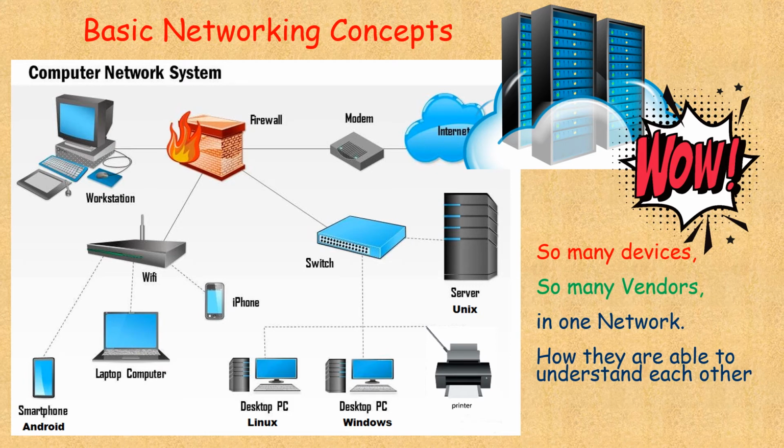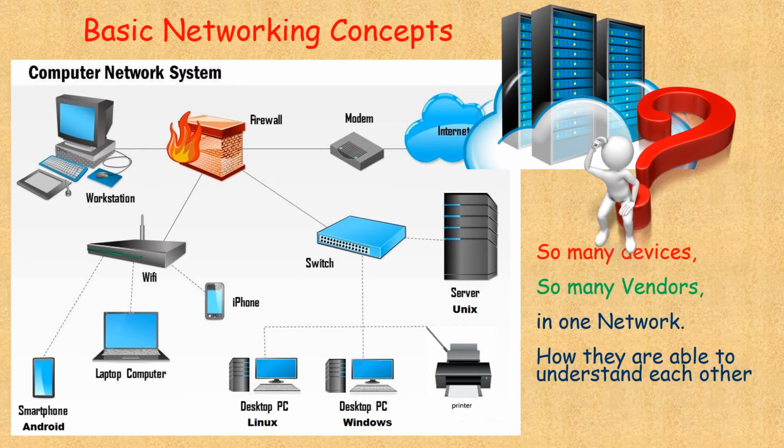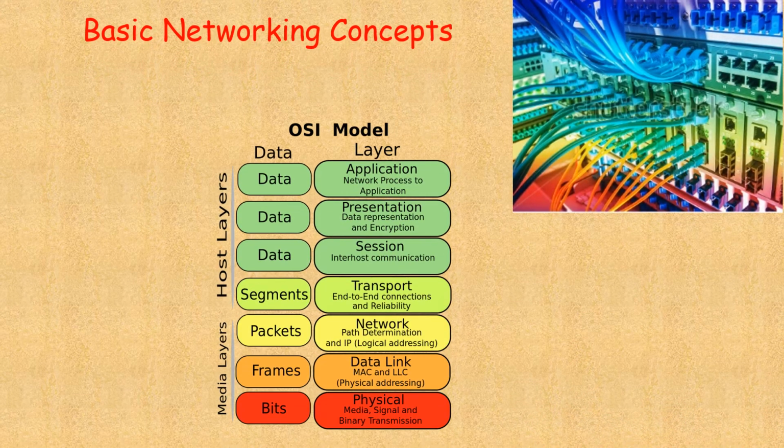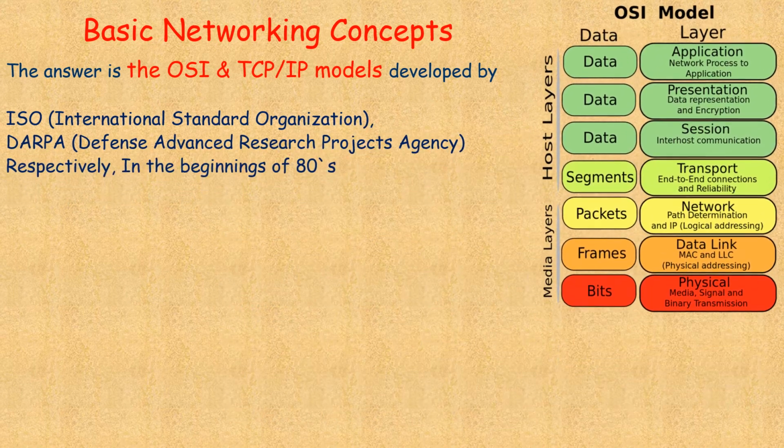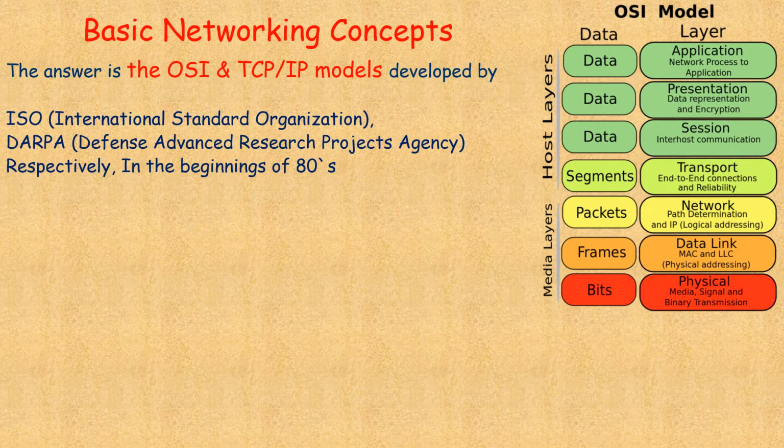The question now will be, how do these devices understand each other? And how are they able to communicate with each other? The answer is OSI and TCP/IP models. What are these? These are two communications models developed by the ISO, International Standard Organization, and the DARPA, Defense Advanced Research Projects Agency, which is an agency of the United States Department of Defense responsible for the development of emerging technologies.